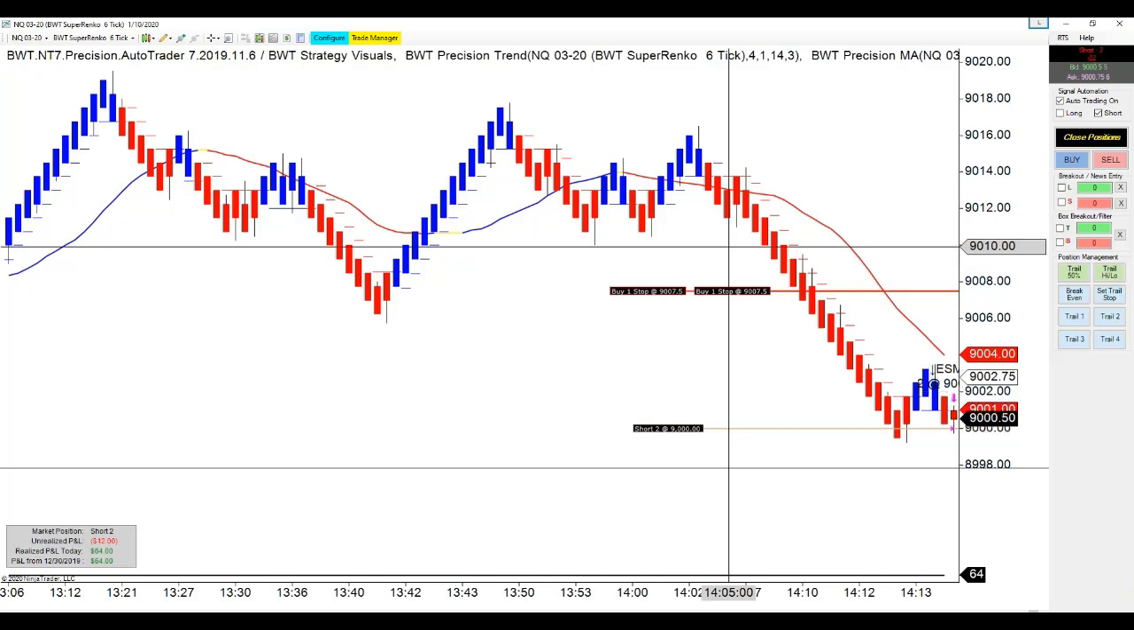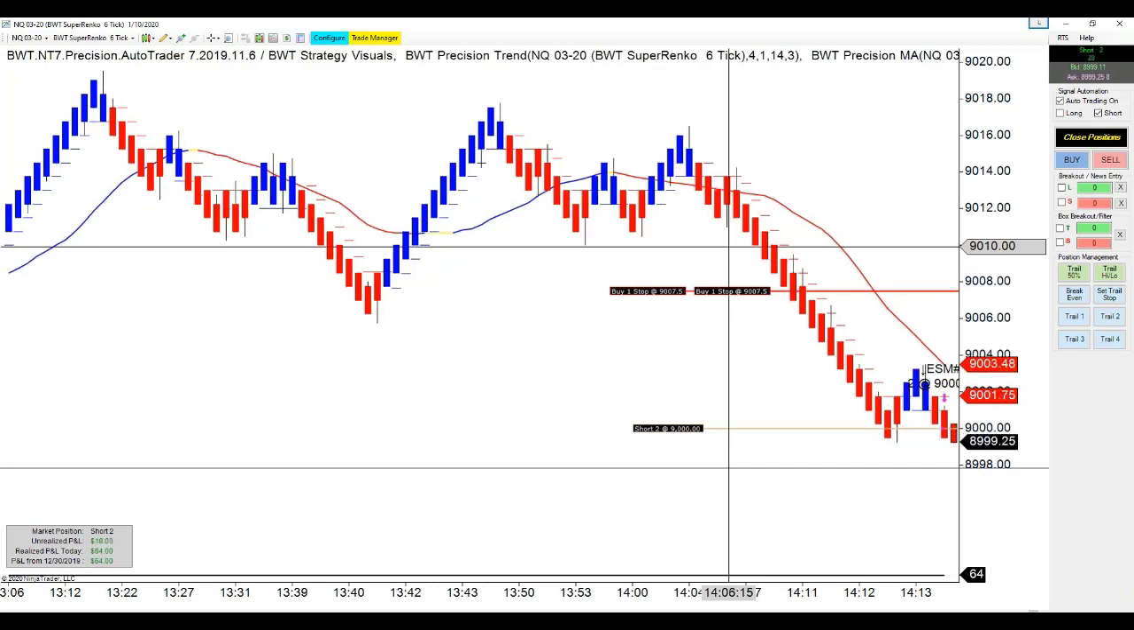Because they're not going to 9050. Which means the flip side of 9050 is below 8980. Now it is getting late in the day, so I don't know if they'll reach the 8980 today, but today's close could be important.